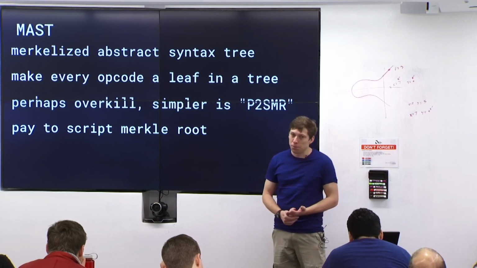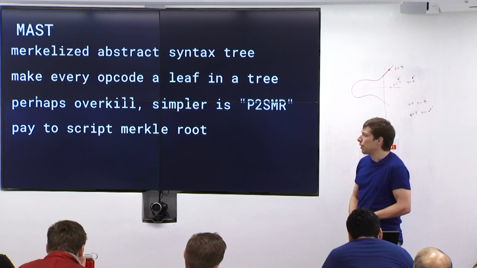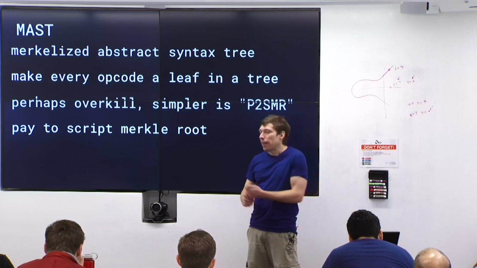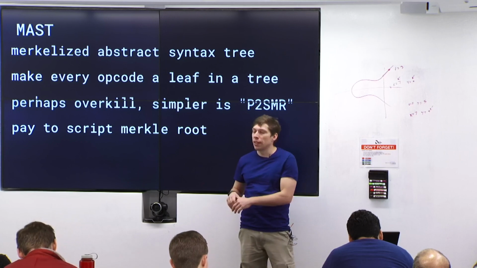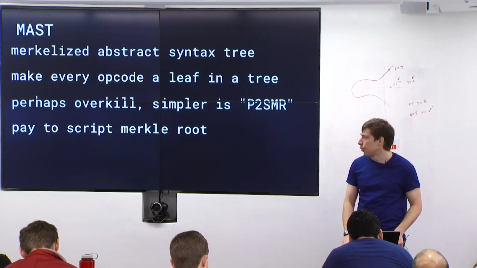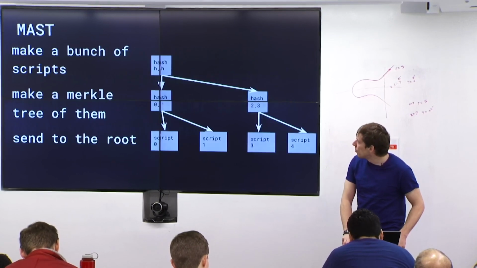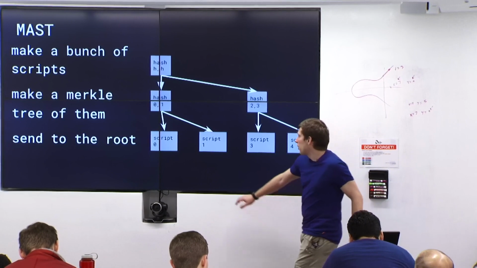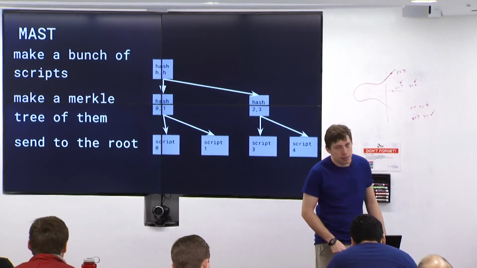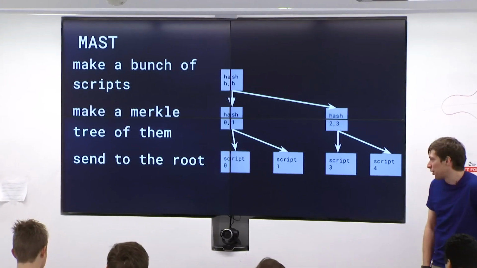But a much simpler way to reason about it and program it would just be something like pay-to-script Merkle root, where in my output script I have a root, and then I reveal that there is a script that goes into that root. And then I execute that script. So for example, I make 4 different scripts.